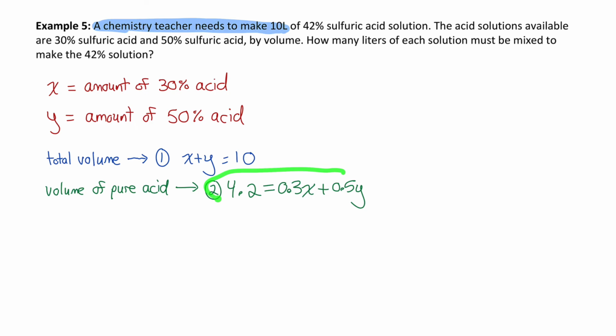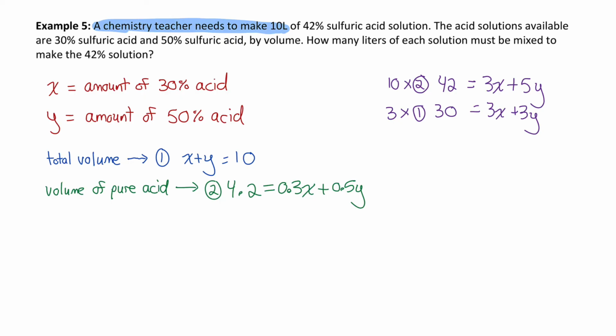Let me start by getting rid of these decimals by multiplying equation 2 by 10. And then in equation 1, I'm going to multiply it by 3 so that my x's will have the same coefficients. Multiplying all three of these terms by 3 gives me 3x plus 3y equals 30. And notice because I'm doing elimination, I made sure to write these two equations in the same format, having their like terms lined up in columns. And now subtracting these two equations will eliminate my x.